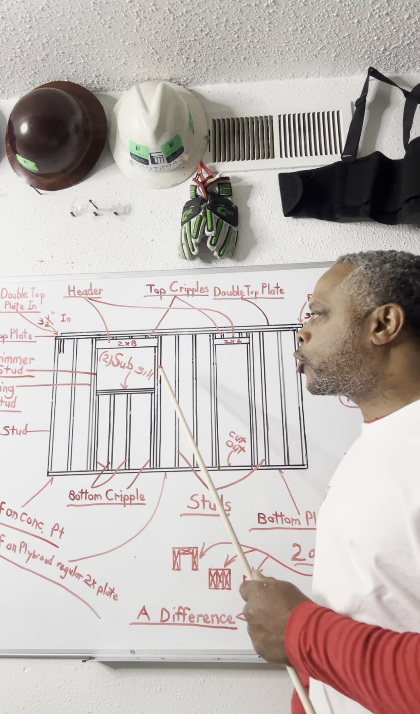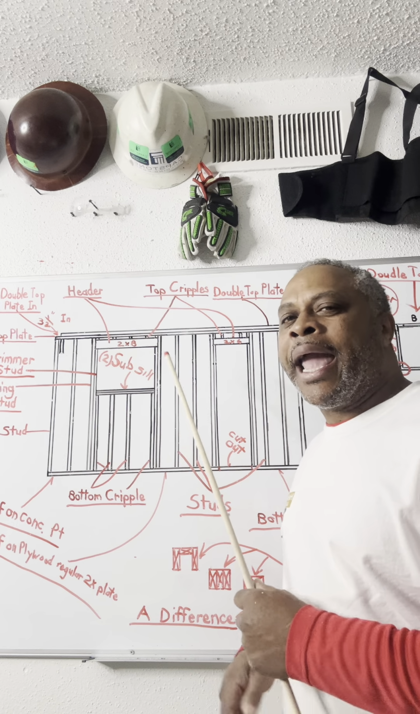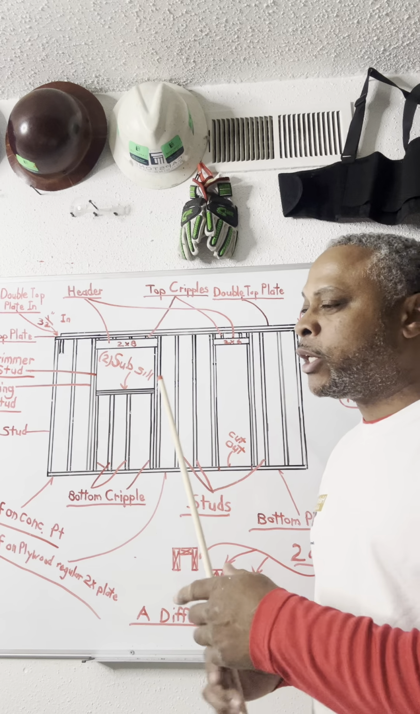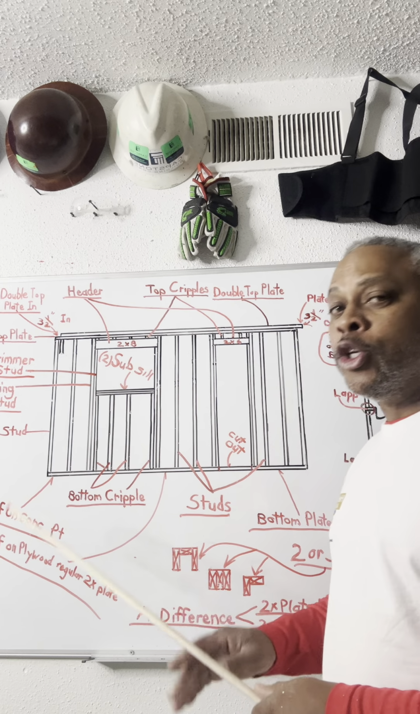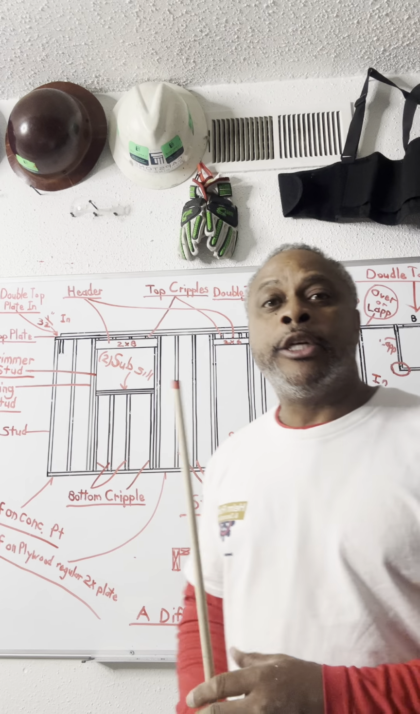Always add your trimmer and your king stud for every window and door. Add that to the stud margin. You don't want studs to be every 16 inches and you miss your channels, you miss your king studs. These are added materials to your project.